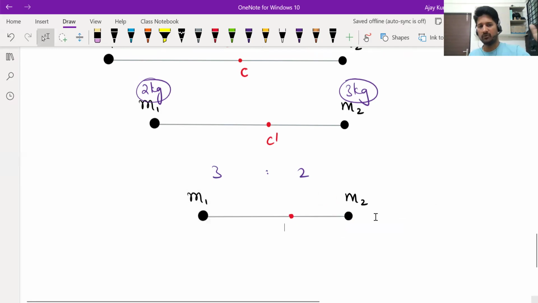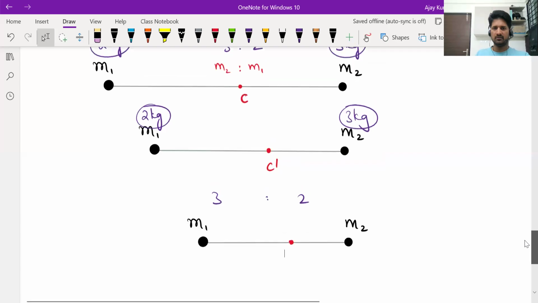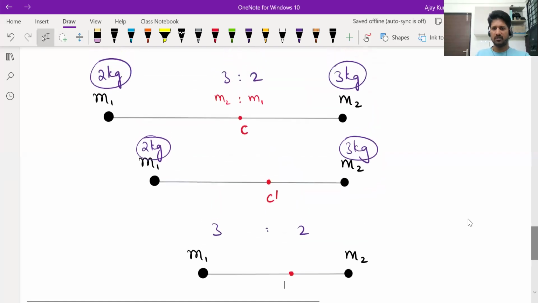One of the masses is not moving, only the other mass is moving. So that point which divides them in the ratio 3:2 should also move to the right side. Otherwise, how will it maintain that ratio? Okay, is this clear to all of you or not?